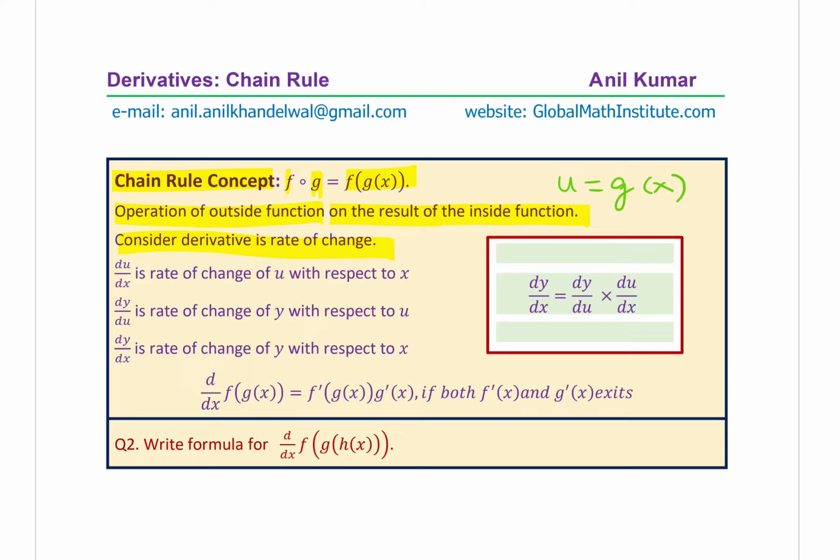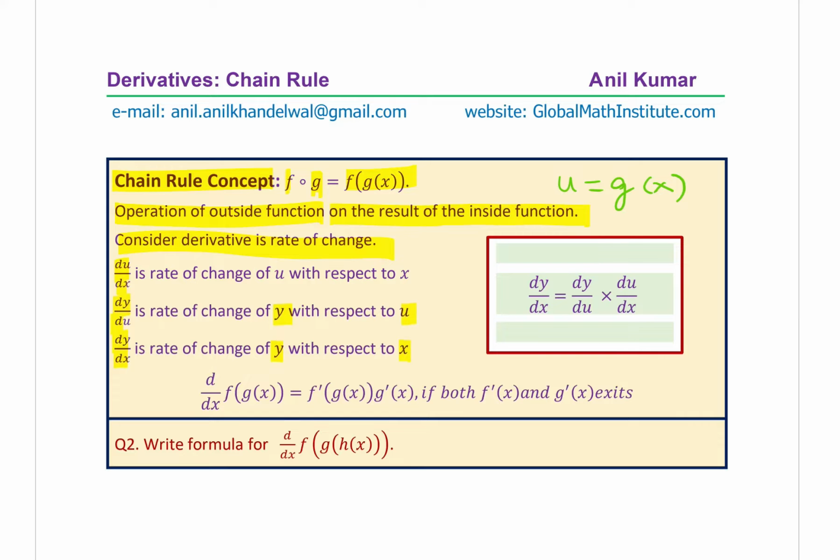In that case, u is a function of x, and we can take the derivative of u. du dx is the rate of change of u with respect to x, correct? And dy du is the rate of change of y with respect to u. That is the basic definition of derivatives. But when we write dy dx, then dy dx is the rate of change of y with respect to x, right? That is the understanding.